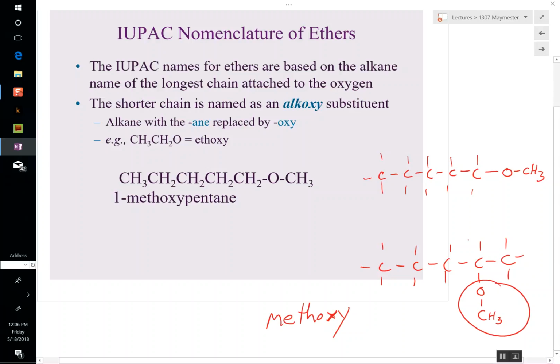And this bottom one here would be 2-methoxy pentane. It's got a methoxy substituent, but it's on carbon number 2. 2-methoxy pentane. I probably won't throw real complicated molecules at you like this. It's nothing more than to recognize, oh, that's a methoxy group.